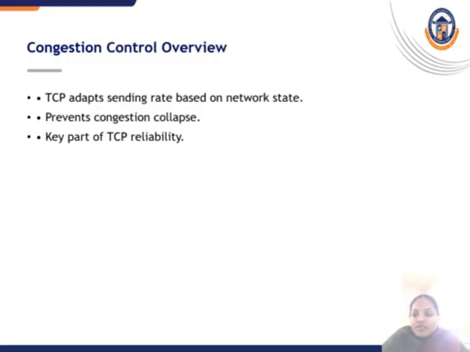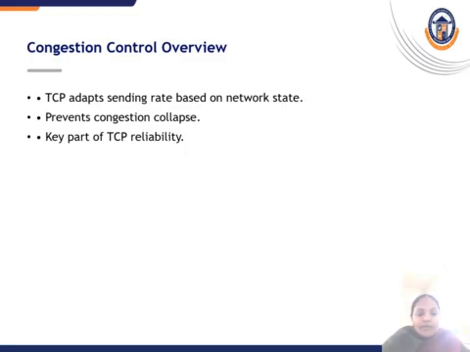The next one is congestion avoidance. When the congestion window reaches this threshold, TCP switches to a linear increase. For every RTT, the congestion window increases by 1, not exponentially. This allows TCP to probe the network capacity more cautiously. If congestion is detected, usually by packet loss, TCP reacts more conservatively.